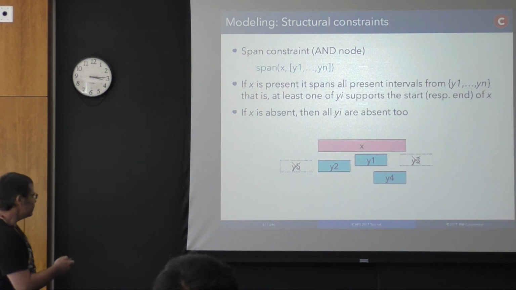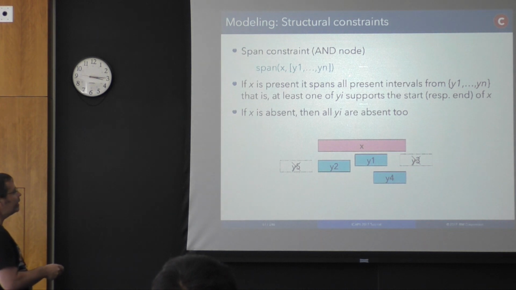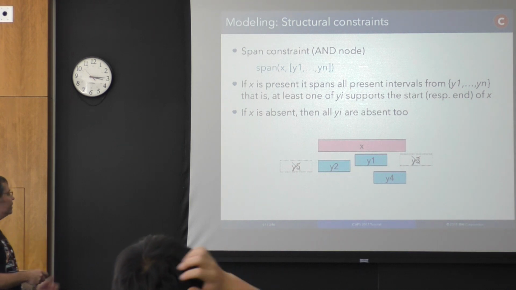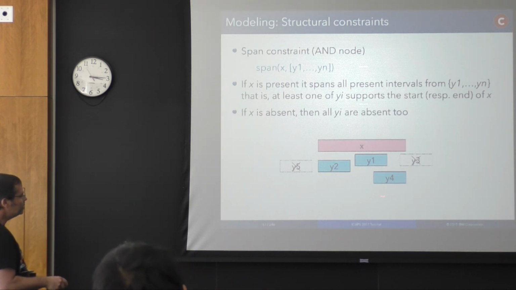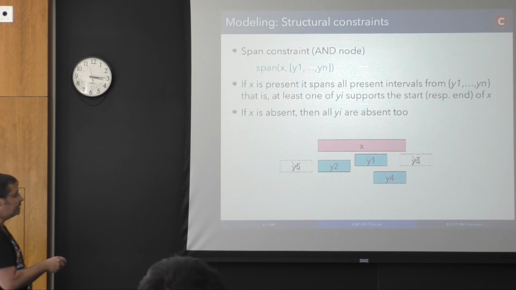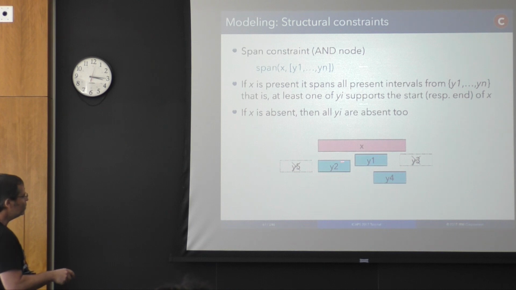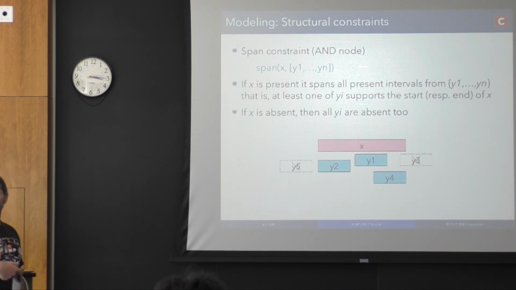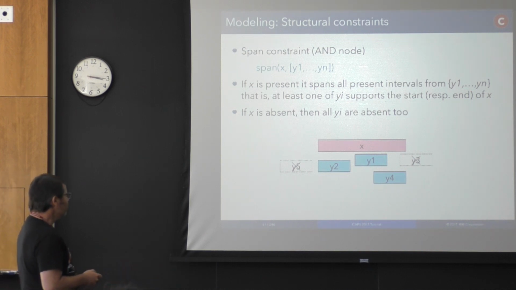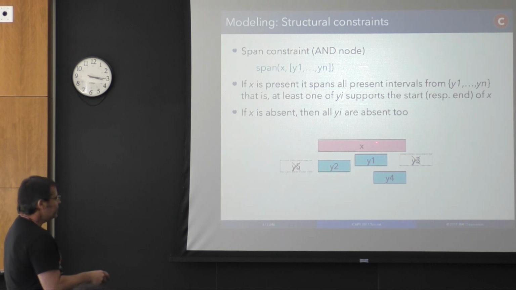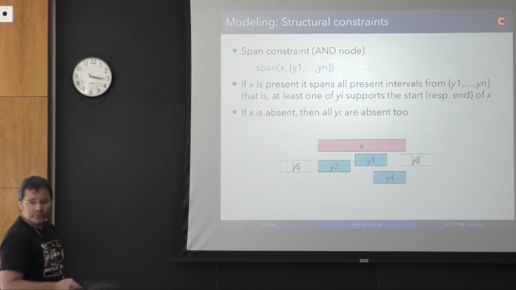So span is a constraint between one interval variable and an array of interval variables. It says that if x, let's call it the master of the span, is present, then it will span all the present intervals in this set. Suppose that you have x, you have all these intervals in the set y, but only x1, x2, x4 are present. Then this will constrain x to start at the first spanned activity, and to end at the end time of the last activity. And if x is absent, then all the y intervals are absent too.